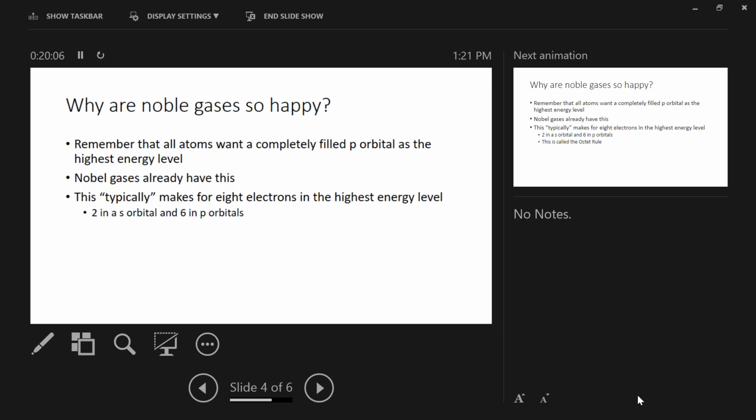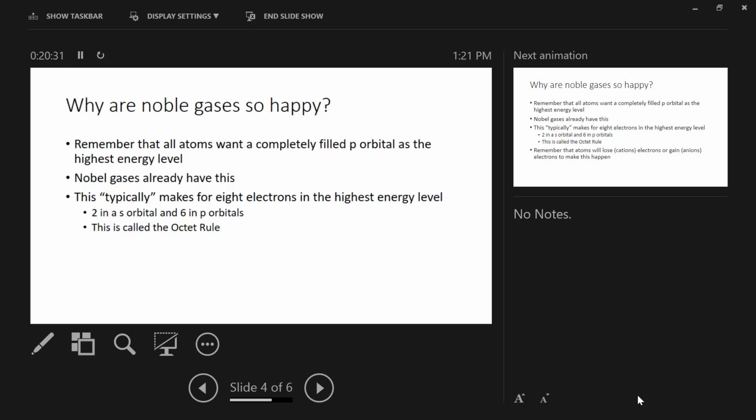Okay? 2 in an s orbital, 6 in p orbitals, and this is called the octet rule. The octet rule says that atoms want 8 electrons in their highest energy level. That's what atoms want. They want 8 electrons in their highest energy level. The octet rule.